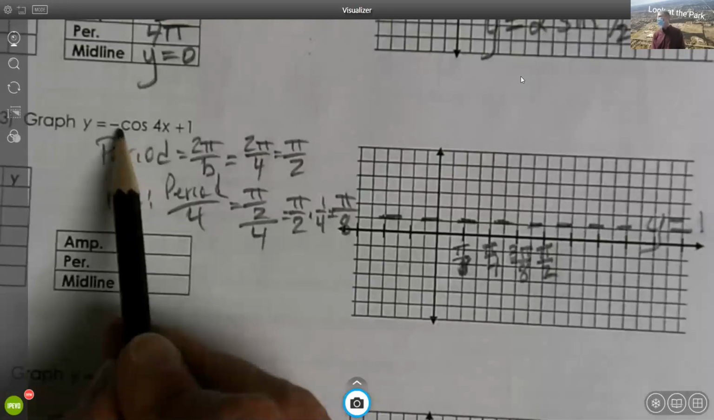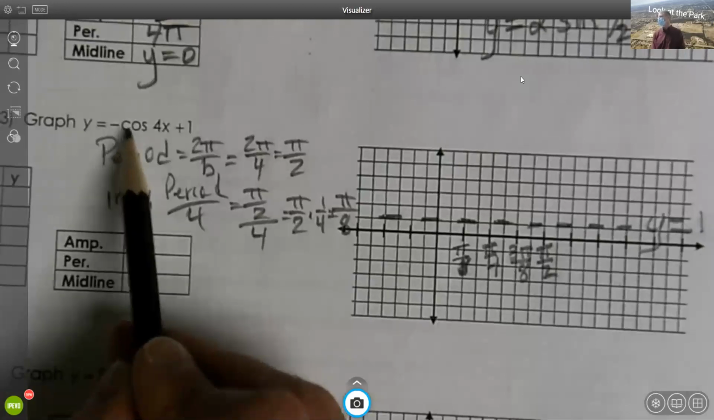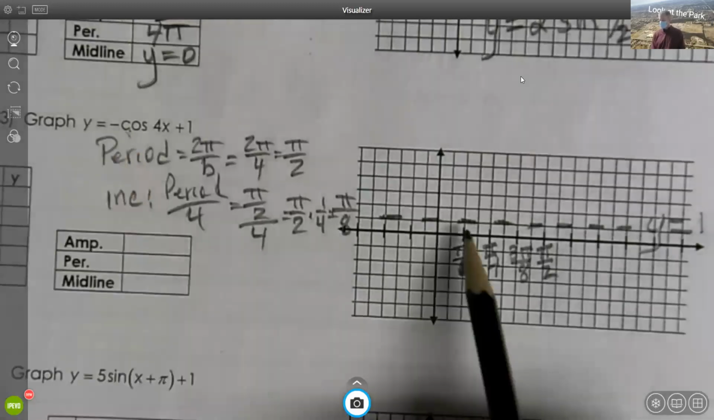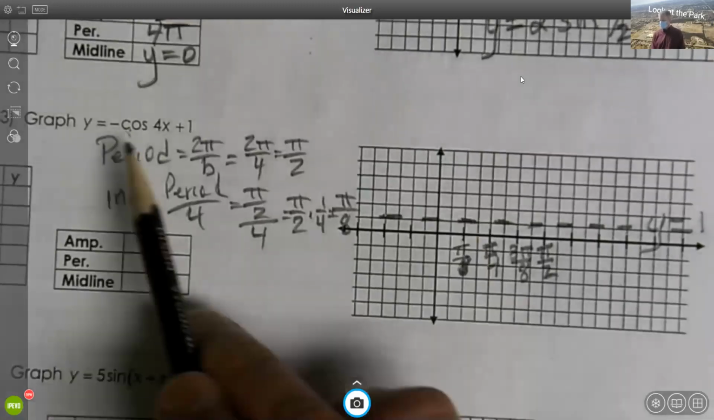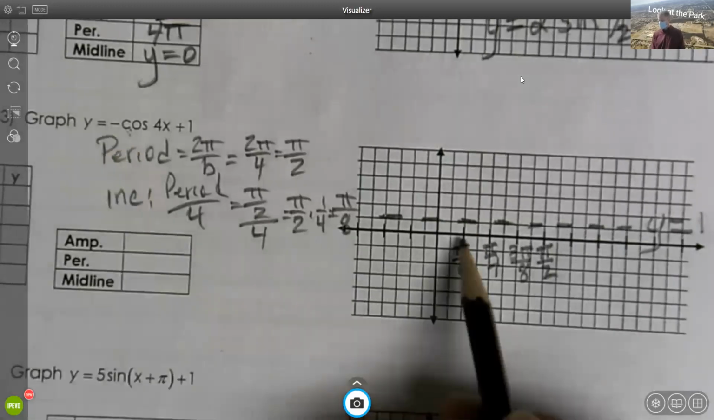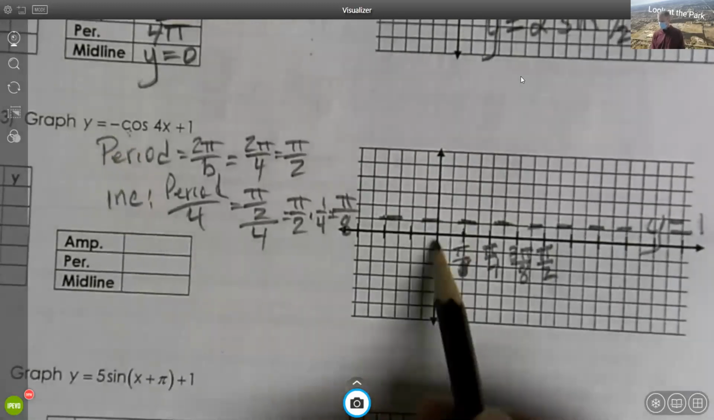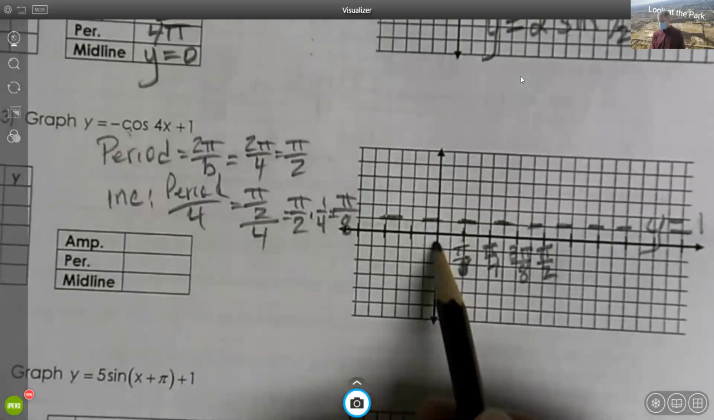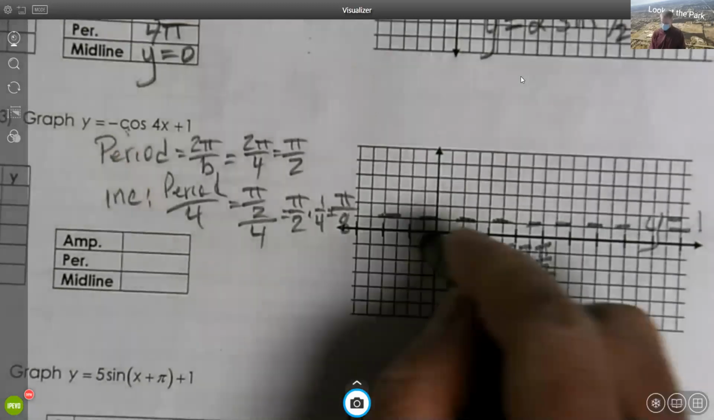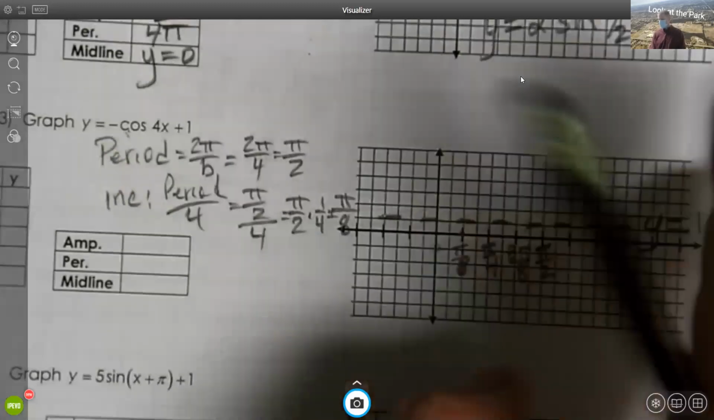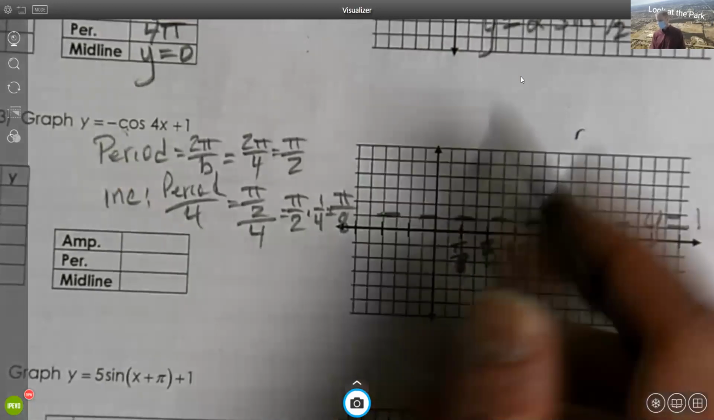This is a cosine graph. Pay close attention to that. Don't mistakenly graph a sine. This is cosine. That brings its own challenges. Cosine typically starts 1 unit up, but because it's reflected, we're going to start 1 unit down. So that would be over here. Oh, not exactly, sorry. It's 1 unit down from our midline.